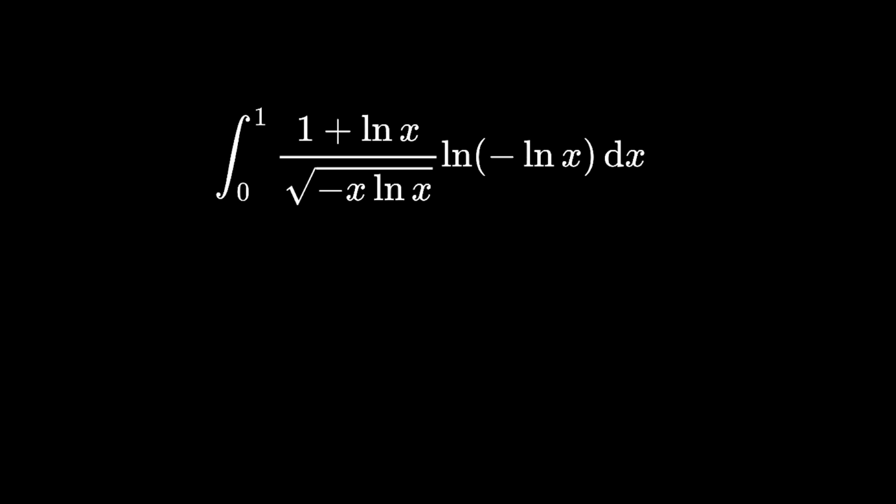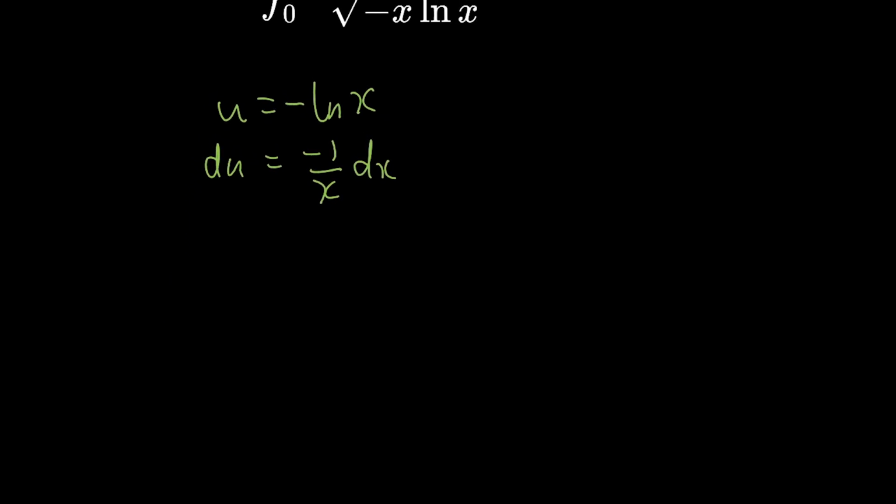Today we're going to integrate (1 plus ln x) over the square root of (minus x ln x) times ln of (minus ln x) between 0 and 1. First course of action, we're going to say u equals minus ln x, so du equals minus 1 over x dx. Our bounds are going to be infinity and 0.